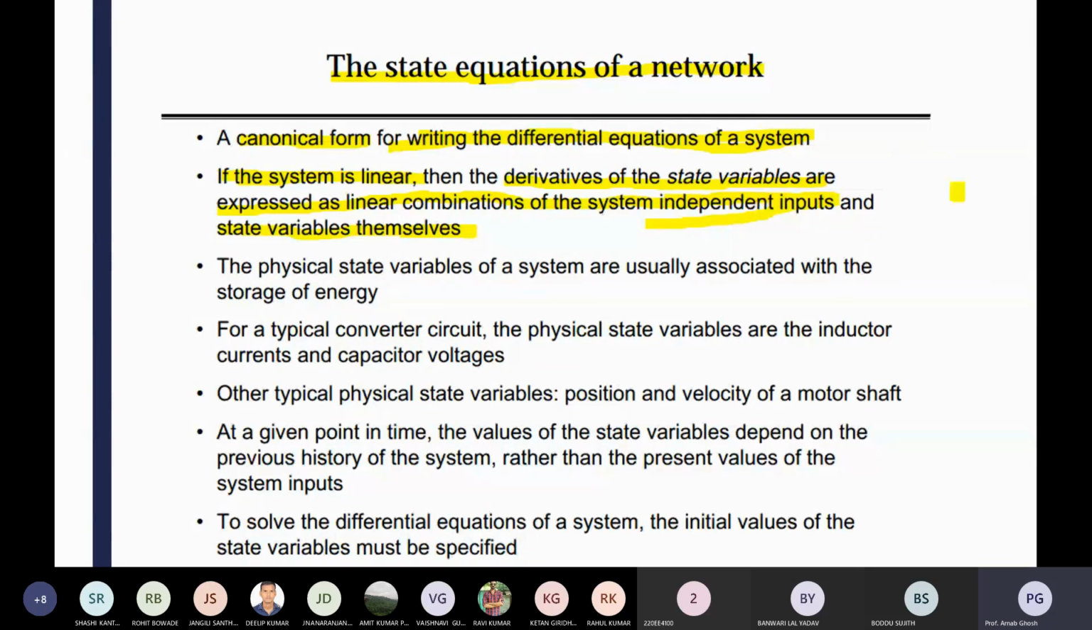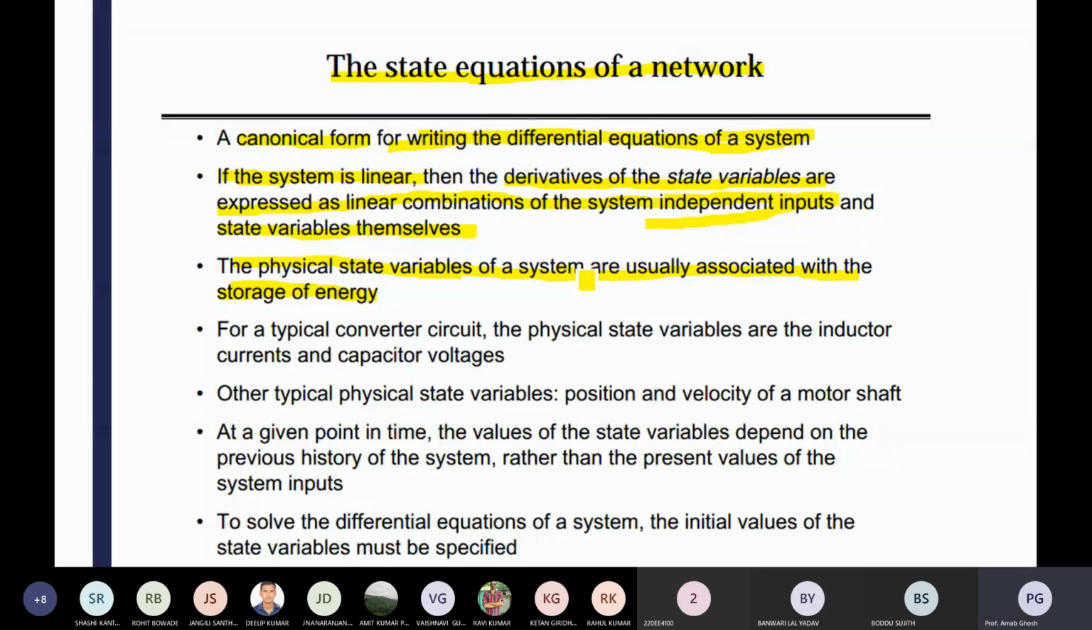Okay, the physical state variables of the system are usually associated with the storage of energy. Sometimes if you see the storage of energy, it is also changing the state of charge, so SOC, SOH. How much the charge stored in your storage is changing is also an important feature.